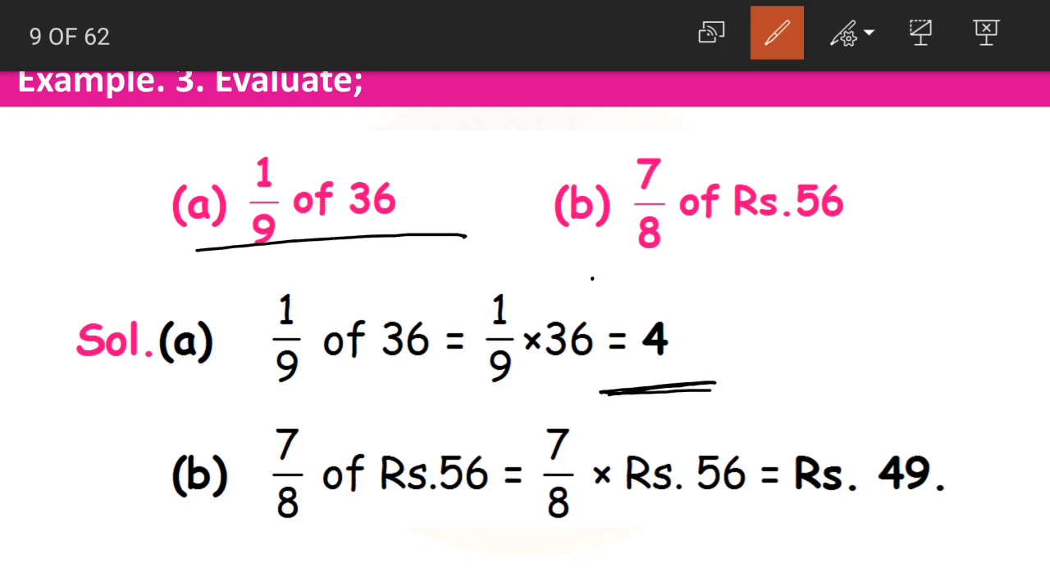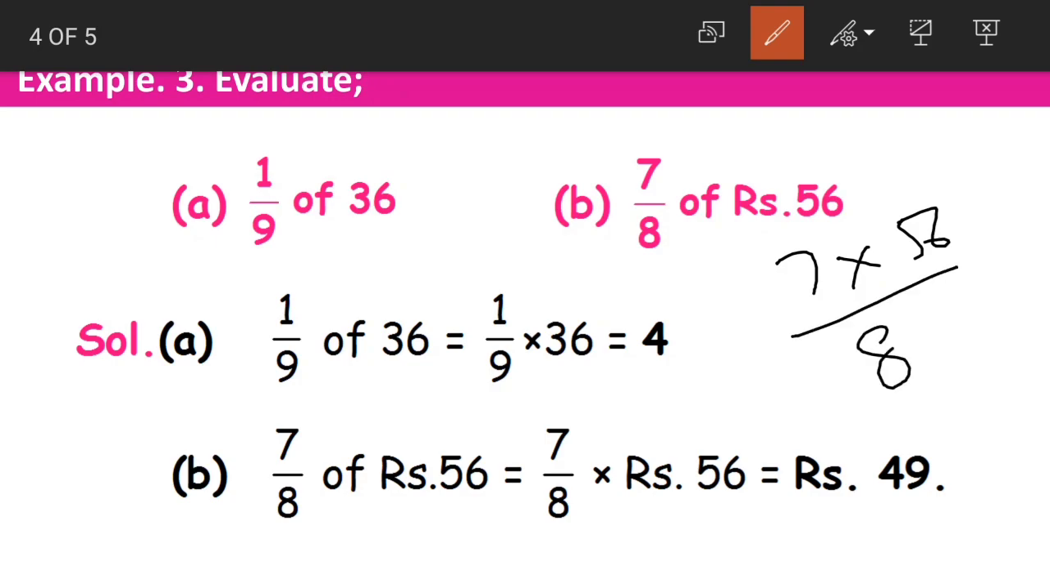Now moving on to the next question. 7 by 8 of 56 rupees. See, 7 by 8 of 56 rupees. It is equal to what? 7 by 8 into 56 rupees. Yes. Now how do we write this? 7. Yes, what do we know, students? We know that 8 ones are 8 and 8 sevens are 56, right? 8 ones are 8 and 8 sevens are 56.